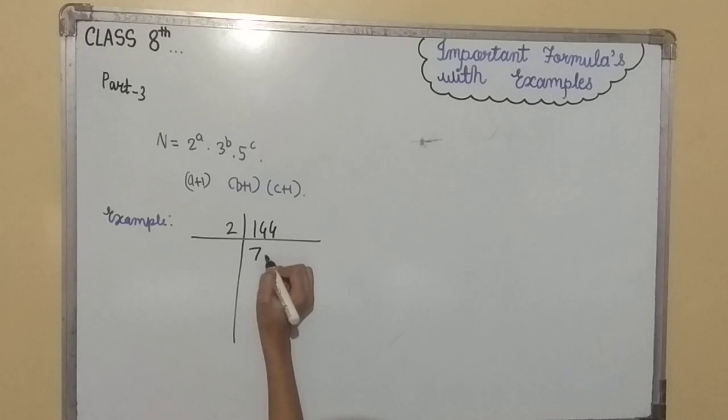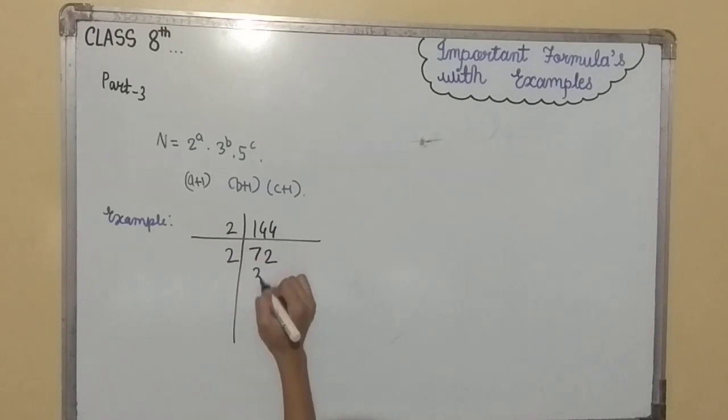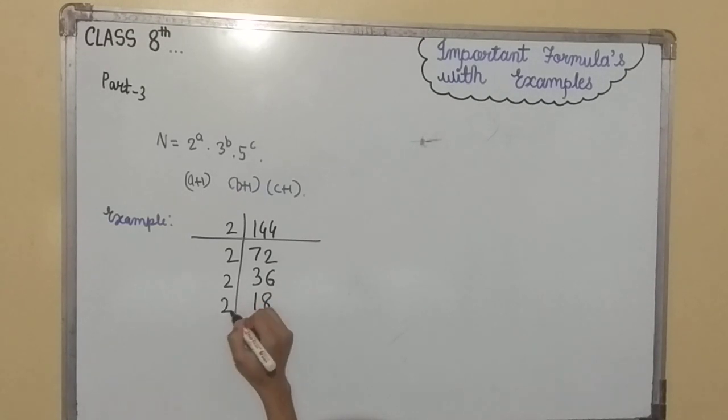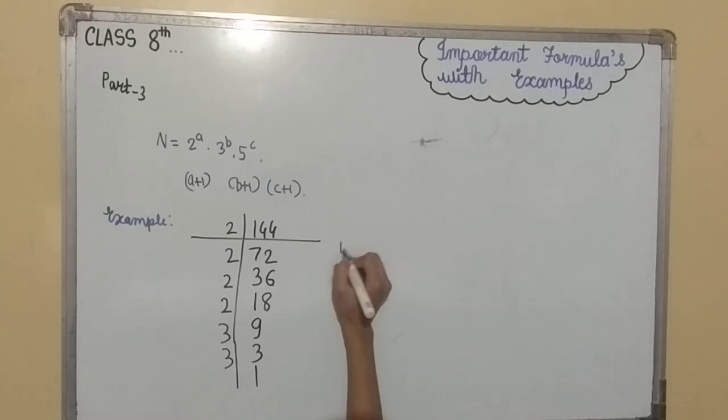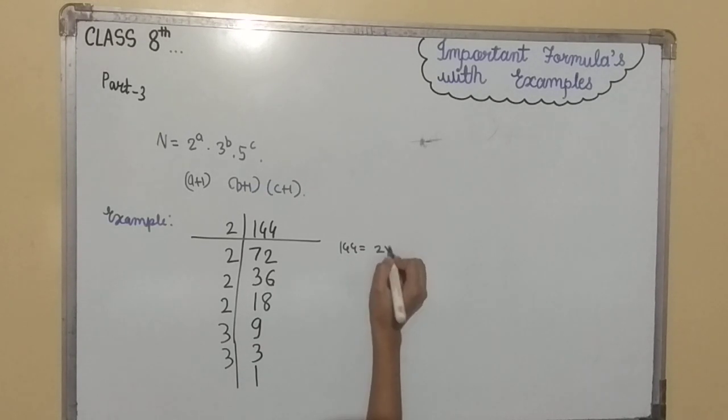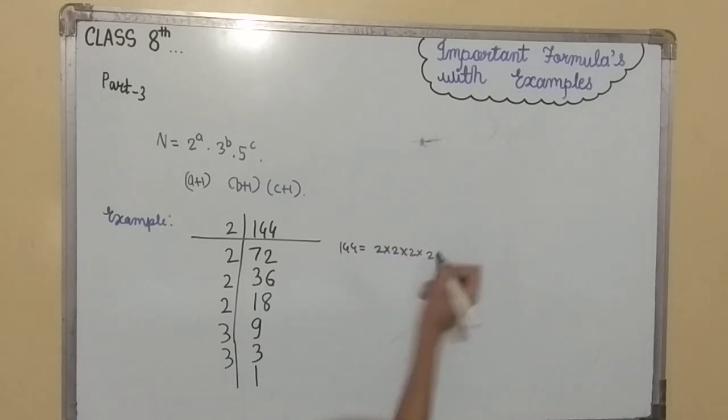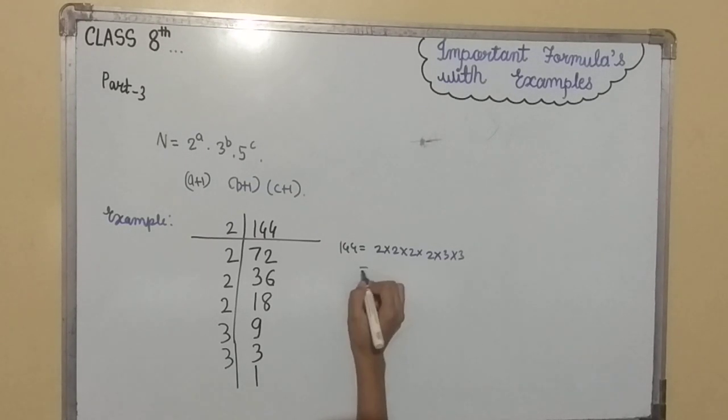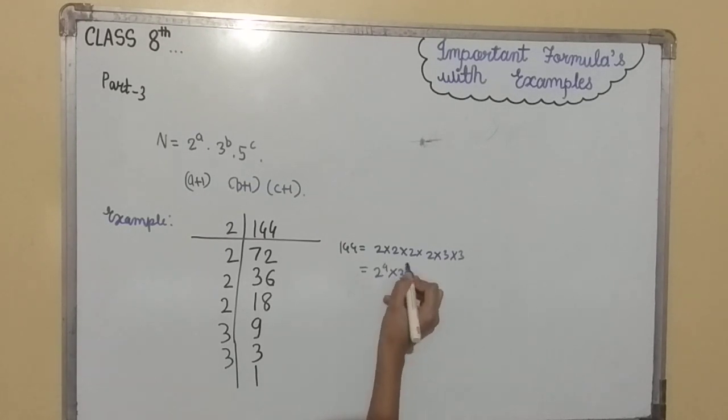2 7's are 14, 2 2's are 4, 2 3's are 6, 1 carried, 2 4's are 8, 2 6's are 12. 2 1's are 2, 1 carried, 2 8's are 16, 2 9's are 18, 3 3's are 9, 3 1's are 3. Here the factors of 144 are 2 into 2 into 2 into 2 into 3 into 3. That is 2 raised to 4 into 3 raised to 2.